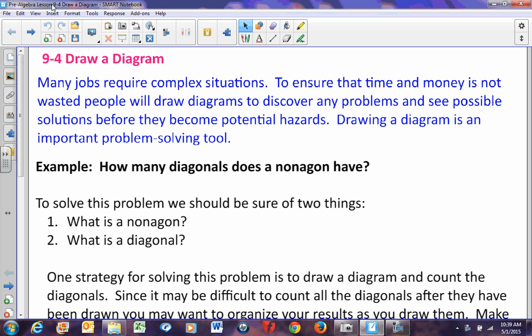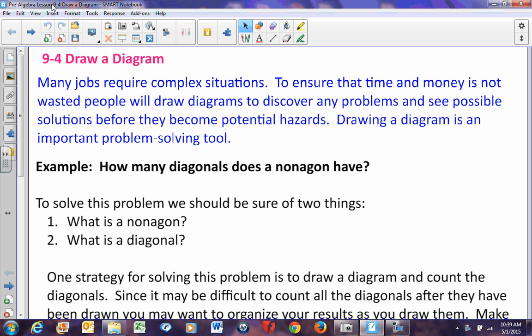This is pre-algebra lesson 9-4. Draw a diagram. Many jobs require complex situations. To ensure that time and money is not wasted, people will draw diagrams to discover any problems and see possible solutions before they become potential hazards. Drawing a diagram is an important problem-solving tool.